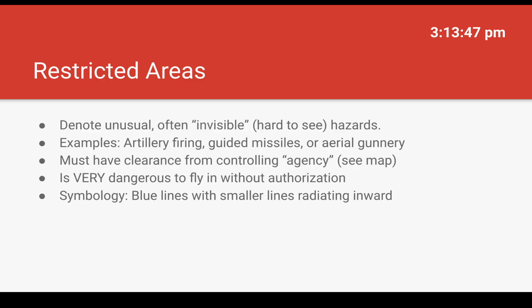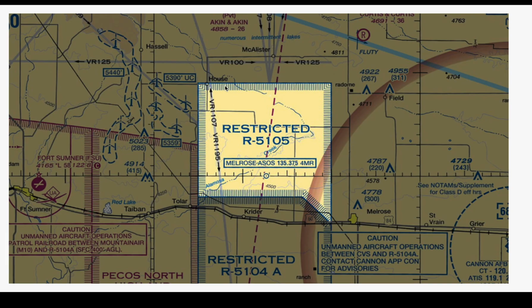Then we have restricted areas. These usually have some sort of invisible hazard, like artillery firing, guided missiles, things like that. You have to have clearance from the controlling agency. It's very dangerous to fly in without authorization. So it's restricted. That means sometimes you can go in, sometimes you can't. It's restricted. That's not prohibited. Those mean different things. And it looks like this. Blue lines radiating inward. It says the word restricted inside of it.